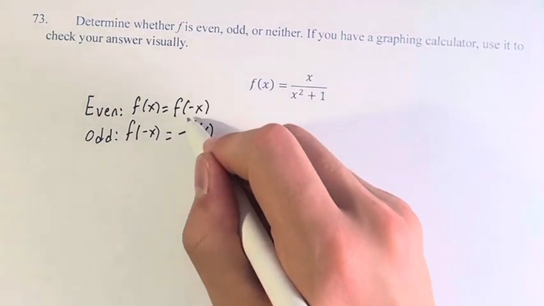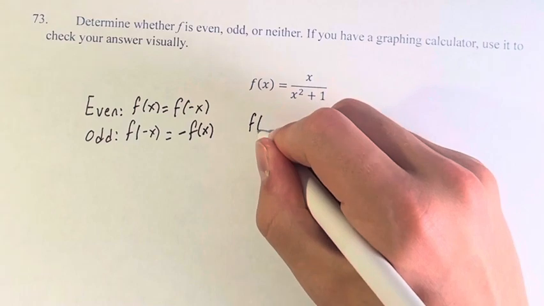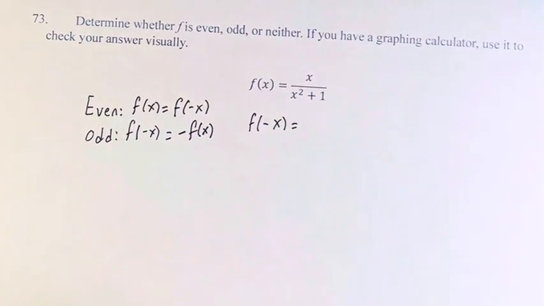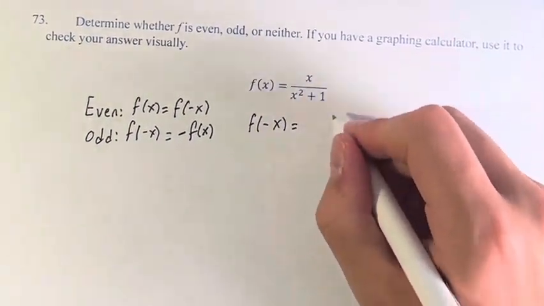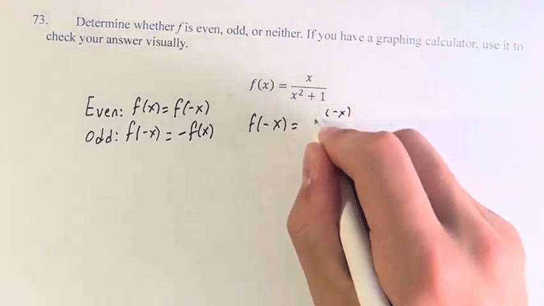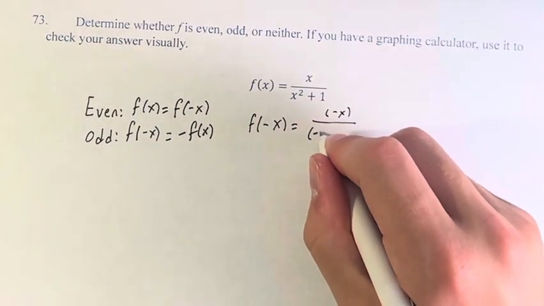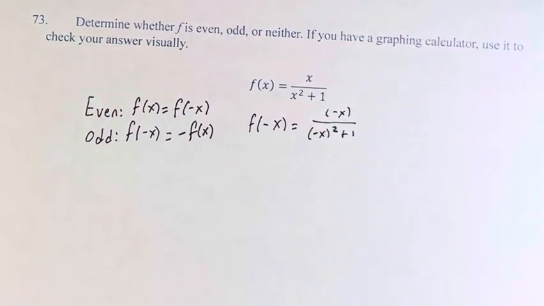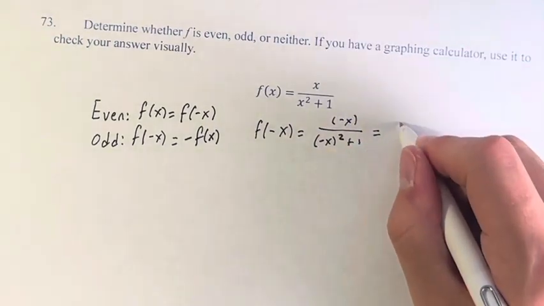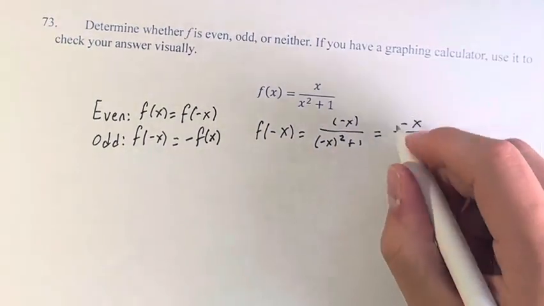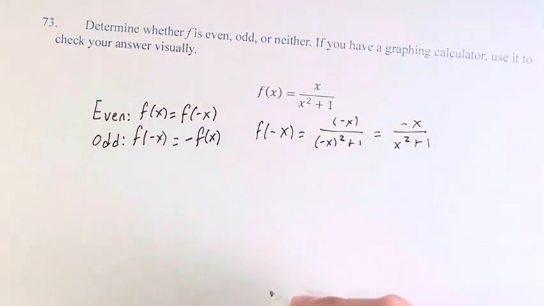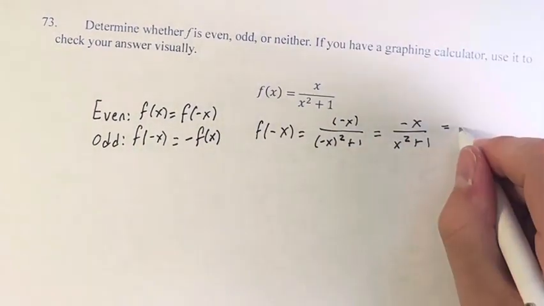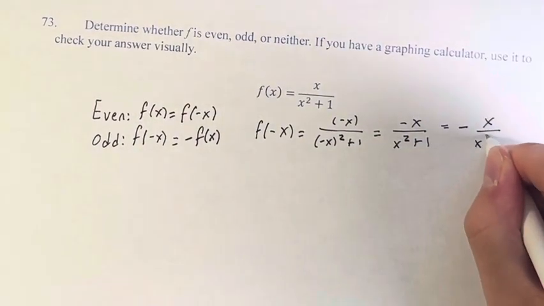So let's calculate f of negative x. F of negative x is equal to, plugging in negative x wherever we see an x, negative x over negative x squared plus 1. This is equal to negative x over negative x squared, which is just x squared, plus 1. We can move that negative out front: negative x over x squared plus 1.